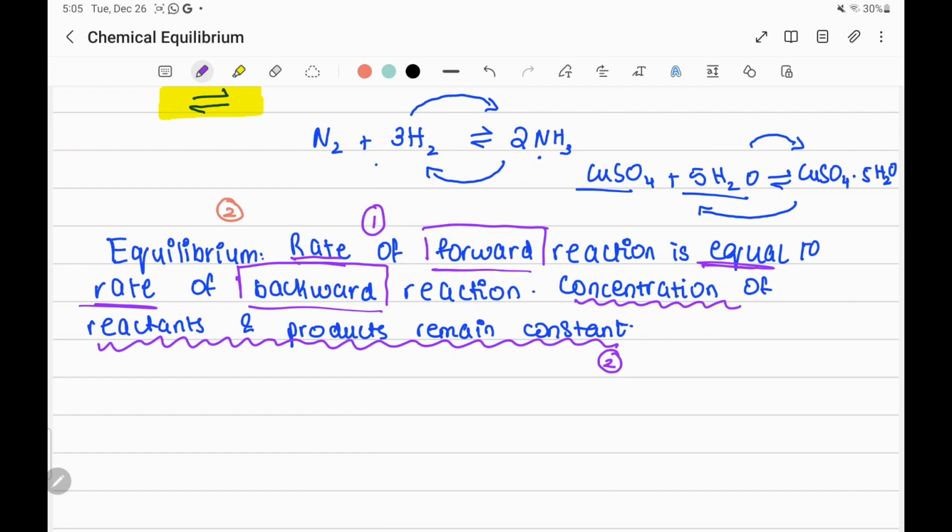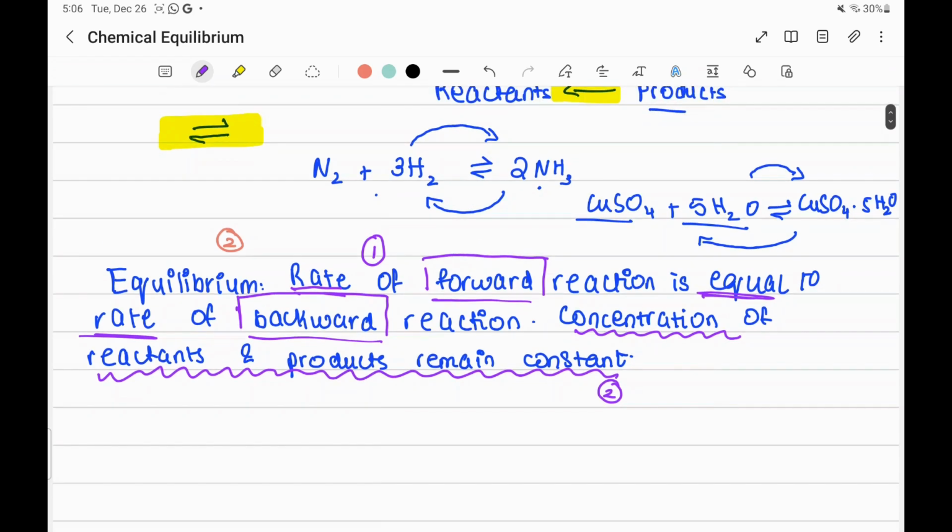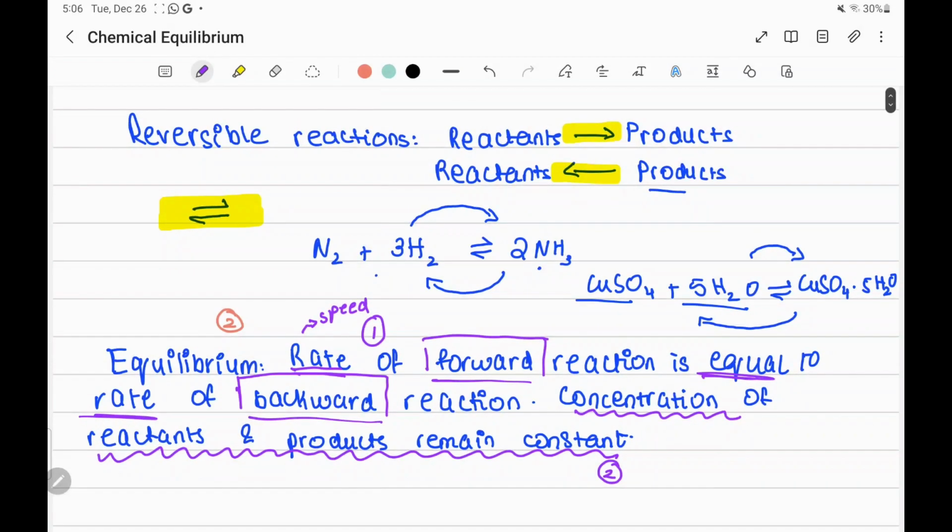Again, very simple concept. Rate means the speed of a reaction, speed. So what they're basically saying is that the speed of the forward reaction, the speed of the reactants becoming products, is equal to the speed of the products becoming reactants. The speed of ammonia forming is equal to the speed of ammonia decomposing and forming nitrogen and hydrogen.